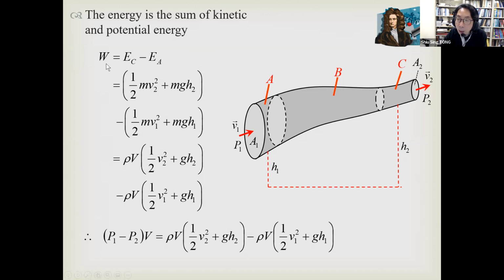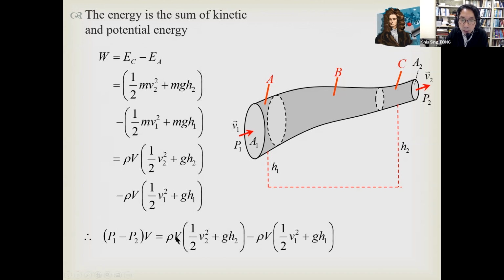Now we apply the work-energy theorem. We equate the work done by the surrounding fluid on the fluid column, which is given by this quantity, to the change in mechanical energy of the liquid inside the pipe. So (P1 minus P2) multiplied by V is equal to rho V multiplied by this bracket. Essentially, this is the kinetic energy and potential energy in region C, minus the mechanical energy in region A.